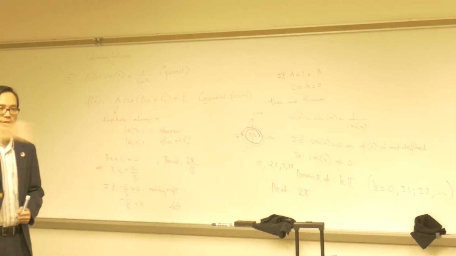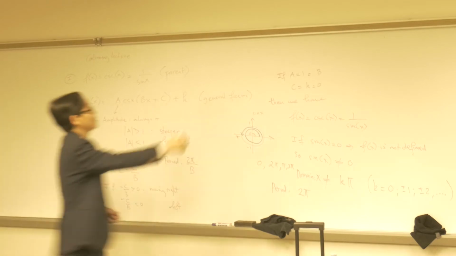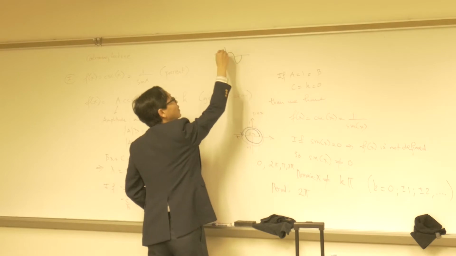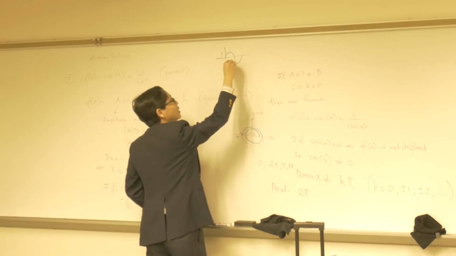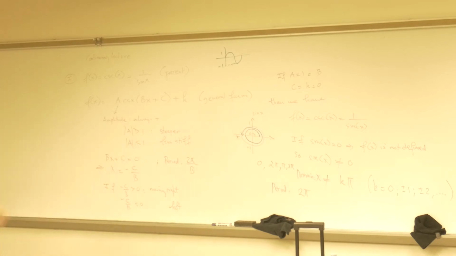Okay. So the range of the sine function is between negative 1 and 1, because you remember the sine function looks like this, right? Over here it's 1, and over here negative 1. So it's between negative 1 and 1. That's just for the sine function. How about the cosecant function? It's a little bit different.